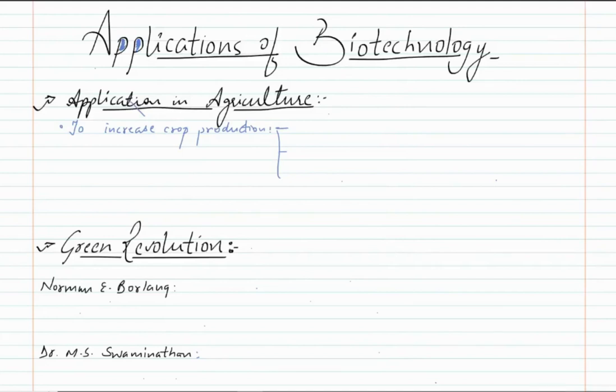In the previous video, we had discussed downstream processing. In this video, we are going to start with the applications of biotechnology. Firstly, we are going to discuss the application of biotechnology in agriculture. Now, to increase crop production, we have largely three methods. First is agrochemical based agriculture.